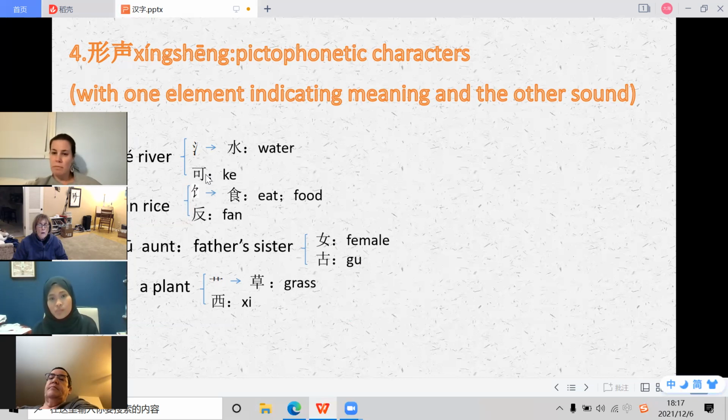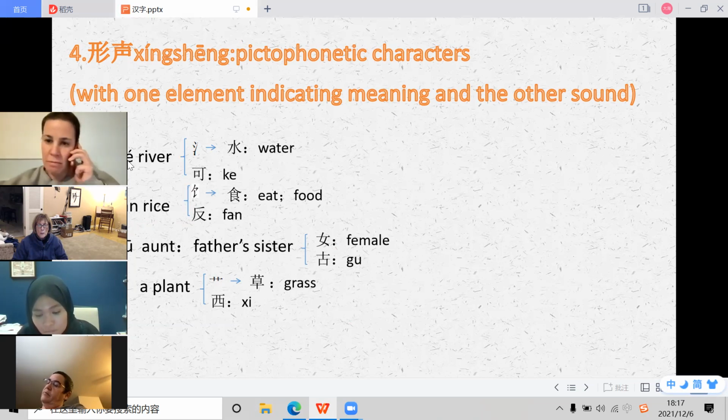But in ancient China, 各, 颗, 呵 had some different connections. So this is 可, and 河 just used the finals. So 水 indicates the meaning, and 可 indicates the sound, but only part of the sound. So 河 is a pictophonetic character.